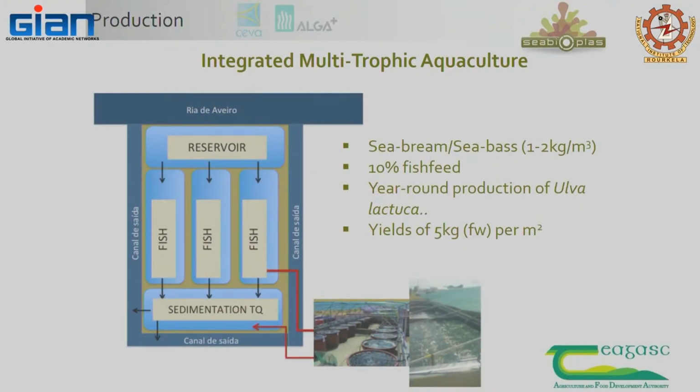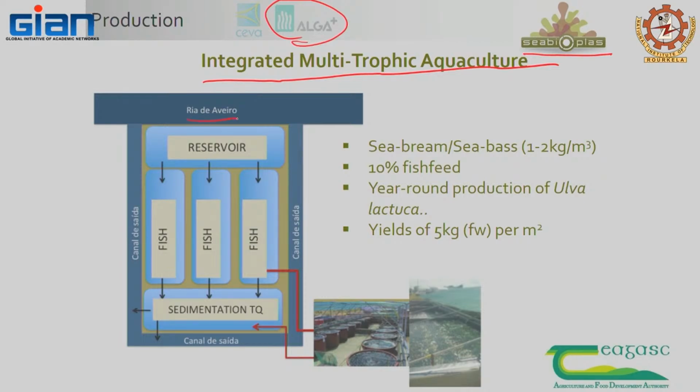Now coming back to the IMTA system. You had a clear video and photograph in the previous lecture. Now these details you can find again. This is a bigger project. This is a Portuguese company, Alga Plus, who produces this biomass, and they are making a lot of vegan fish type products, vegan products, and using it in different product formulations.